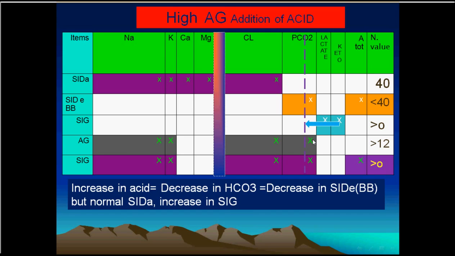But at the same time, the anion gap increased, but the buffer base decreased due to decrease in the bicarbonate, and the strong ion difference is the same. So take care when you study and compare strong ion differences, buffer base, anion gap and strong ion gap.